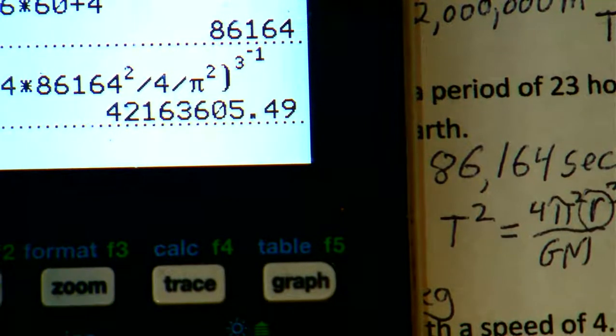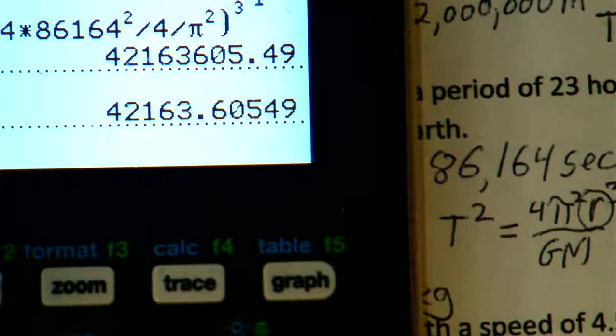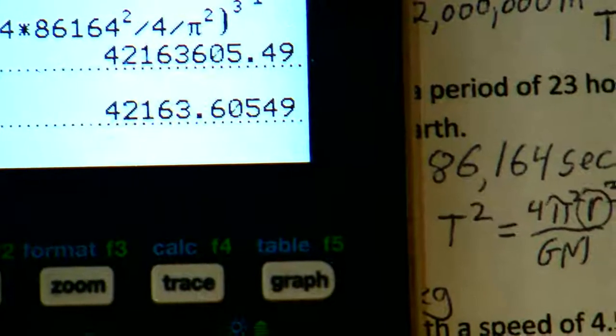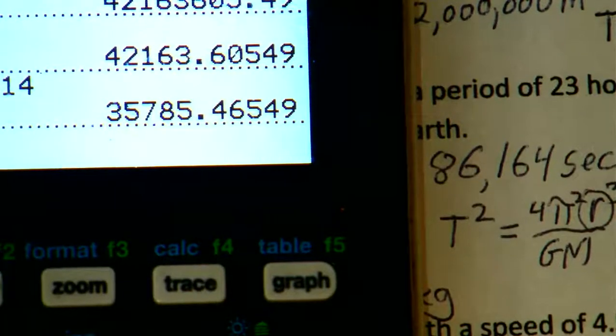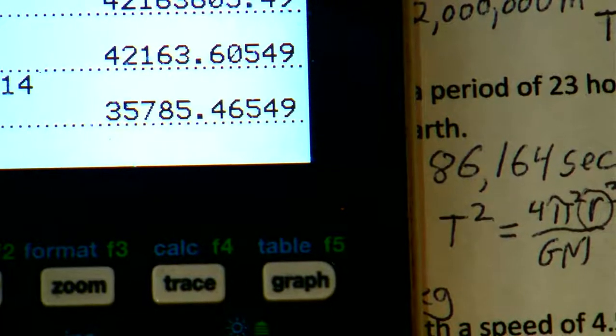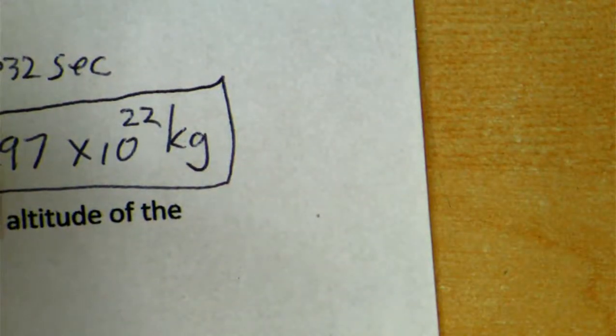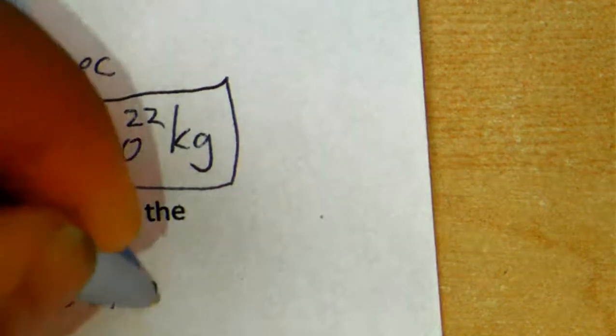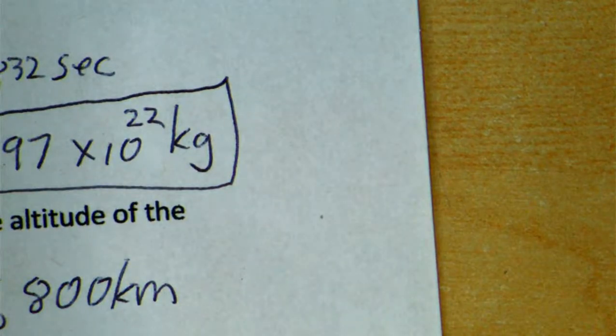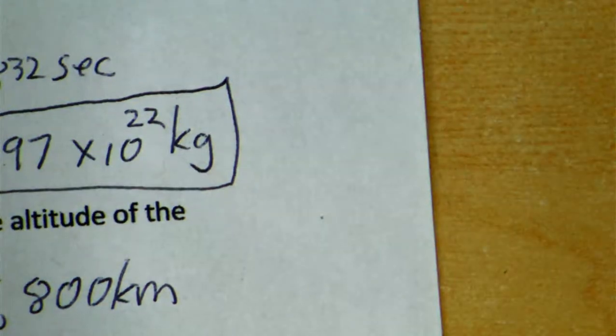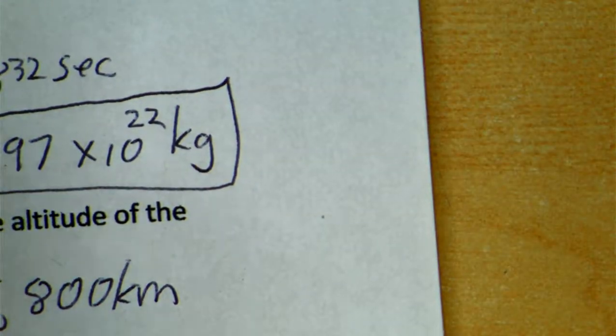So if I divide this by 1,000, it's 42,163 kilometers. And if I subtract from that the radius of the Earth, 6,378, here's my answer, 35,800 kilometers altitude. 35,800 kilometers based on an orbital radius of 42,163 kilometers.